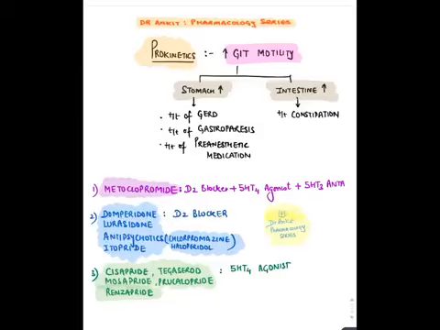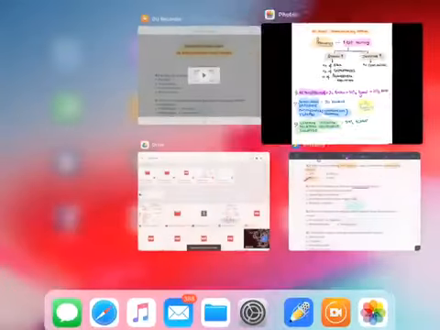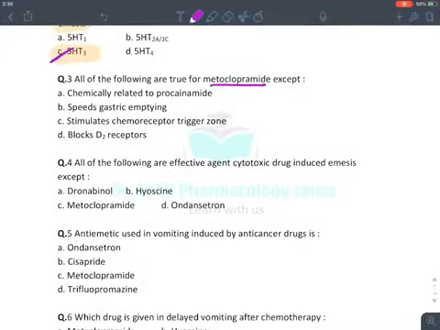Then we made specific D2 blockers, that is domperidone, levosulpiride, itopride. Then 5-HT4 agonists: cisapride, mosapride, renzapride, prucalopride and tegaserod. Among them, cisapride got banned because it was causing torsades de pointes or various arrhythmias. So keeping this in mind, let's talk about these questions.